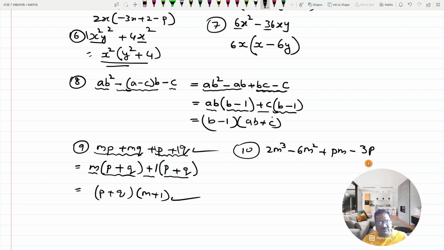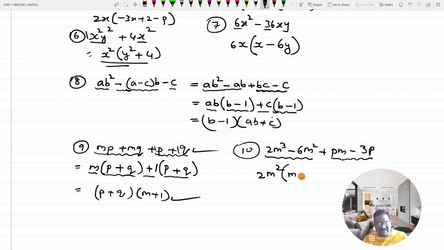Now these are four terms, so I'll make a group of two terms. How I'm going to make a group, let us try this only. These are the group of two terms. Now from this 2m cube and minus 6m square, from this group I can remove 2 as a common in case of numbers, and in case of variables this is m cube and this is m square, so I'll have to take the lower power, so m square I'll take common out. Then I'll put a bracket here. Now from 2m cube, 2 is already out, and from m cube, m square is already out, so I'll be left with 1m.